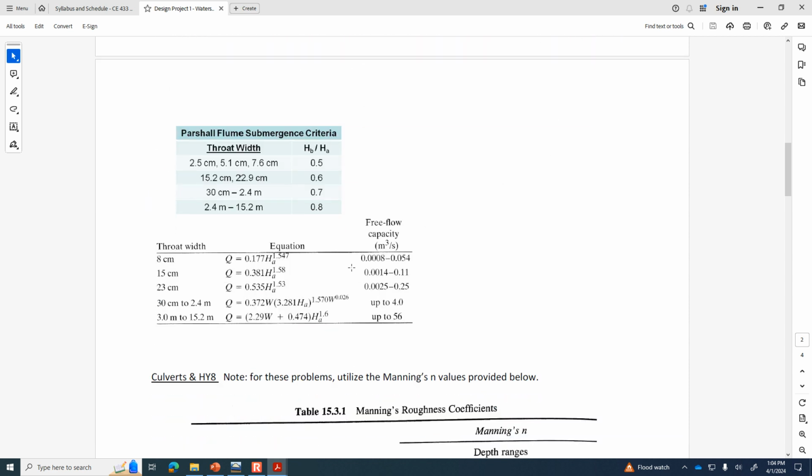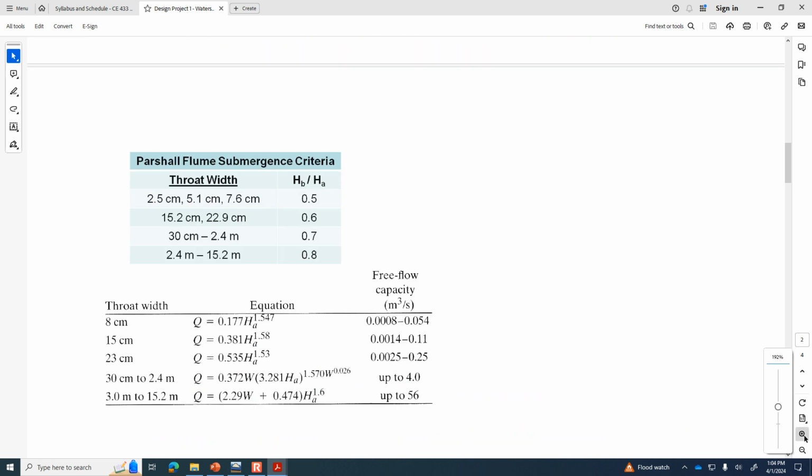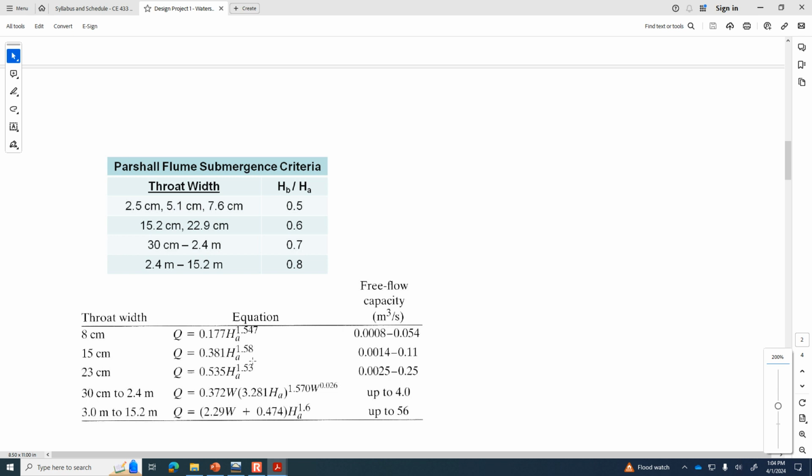So basically, ordinarily a partial flume is used to determine Q for a given H measurement. We're flipping that on its end, because what you're trying to decide is how big the flume needs to be to accommodate the flow out of this watershed. So Q will be known when you're designing it, and you're selecting an appropriate width that ensures that it's not submerged. So the submergence criteria, maximum H sub B to H sub A, is given here.